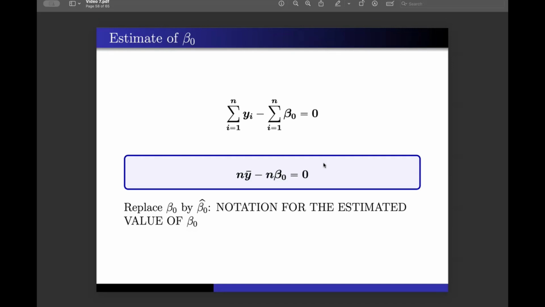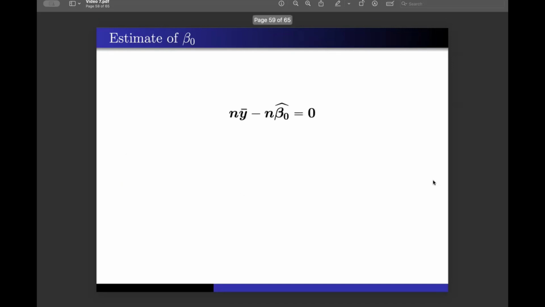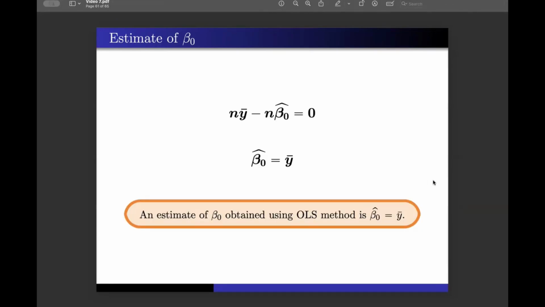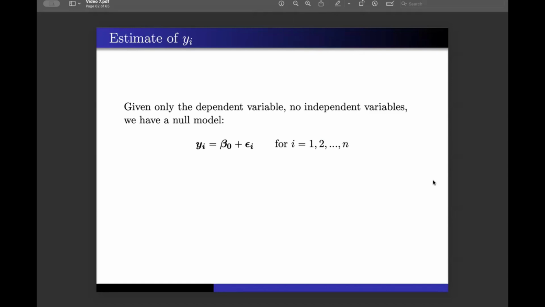So in this equation, we have n y bar minus n beta naught equals 0. We replace beta naught by beta naught hat. And when we solve this equation, we get beta naught hat is equal to y bar. Therefore, using the ordinary least squares estimation method, we have an estimate of beta naught and it is equal to the average of all the values the dependent variable takes for each observation in the data set. Given a dependent variable and no other information, we have yi is equal to beta naught plus epsilon i for i going from 1 to n.